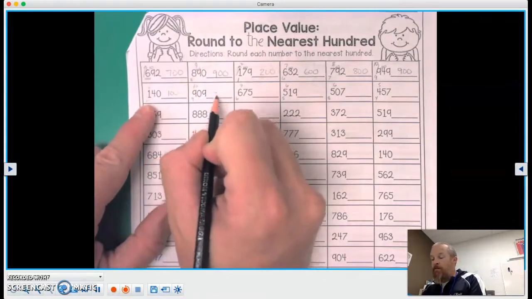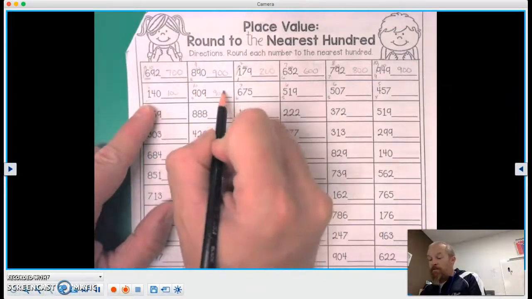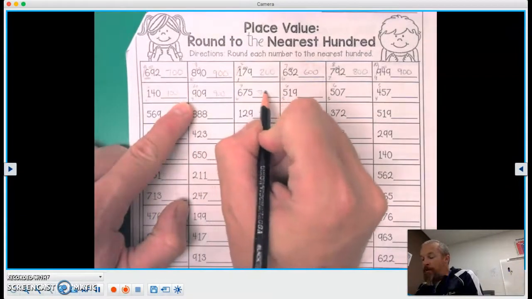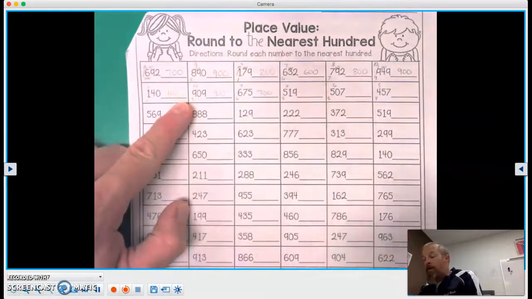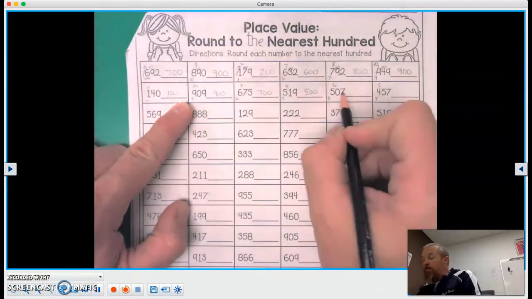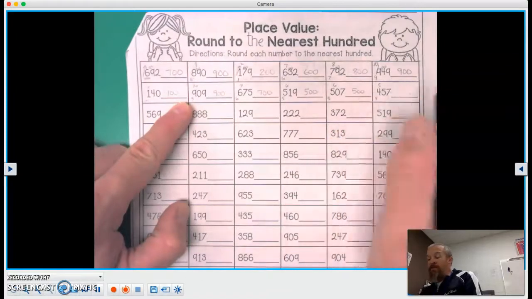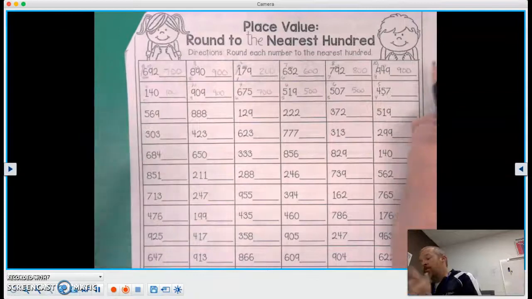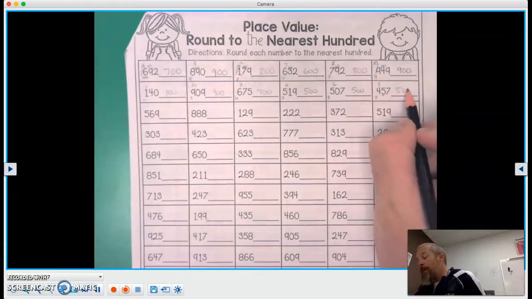A 0, that's really close, right? It's almost 900. There we're going to have to raise that one up because the 7 says go higher. The 1 says drop it down. Ooh, almost 500. That's really close. It's only 7 away. 457. We look at the 5, so we're going to raise it up. So that's going to be 500.